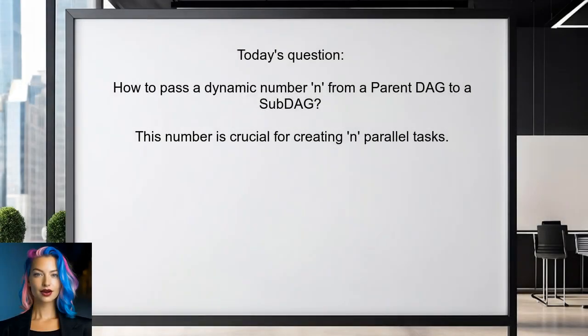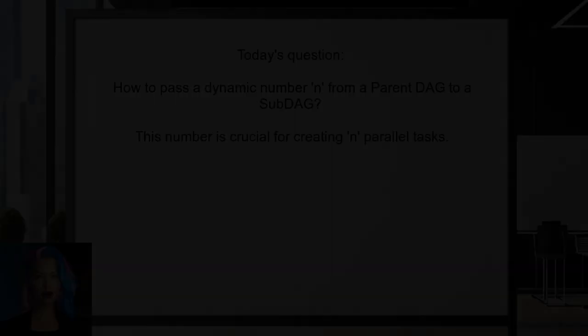Here's the specific question we're tackling today. A user asked how to pass a dynamic number, let's say n, from a parent DAG to a SubDAG. This number is crucial because the SubDAG needs it to create n parallel tasks. Sound familiar? Let's explore this together.